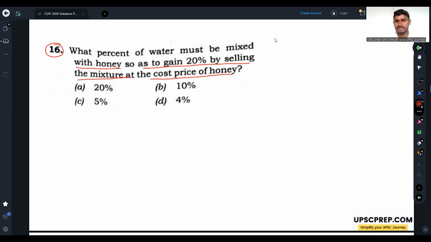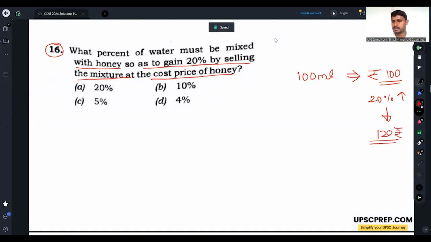Okay, see now. Let's say you have 100 ml of honey, and the cost price for that honey is rupees 100. So you bought honey with rupees 100, which is 100 ml. Now you want to sell, and you are saying that I am selling it at the cost price, and still I have to make 20% profit. So at how much will I have to sell this 100 rupees of honey? I have to sell it for 120 rupees, right?